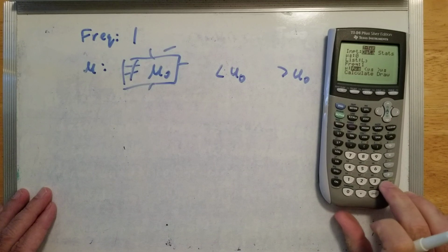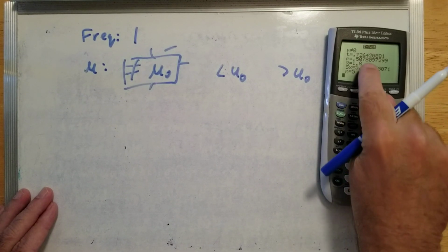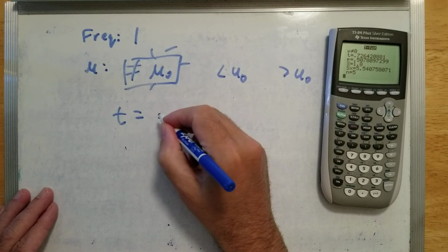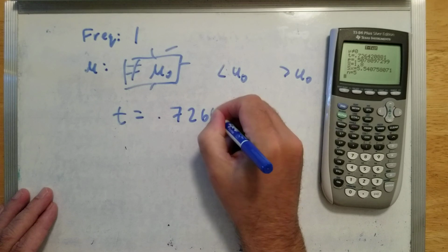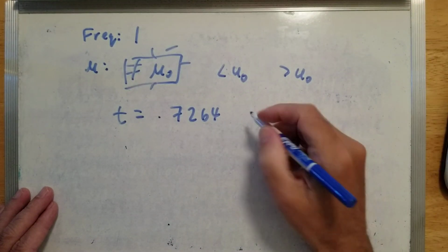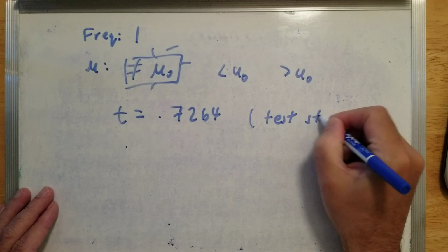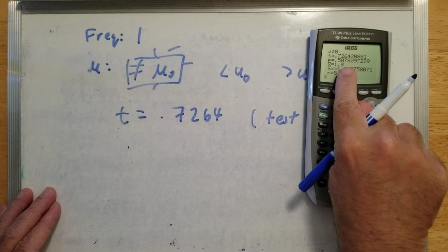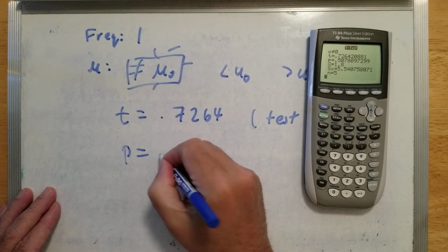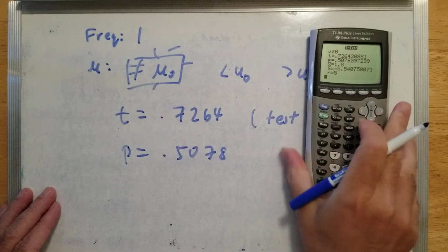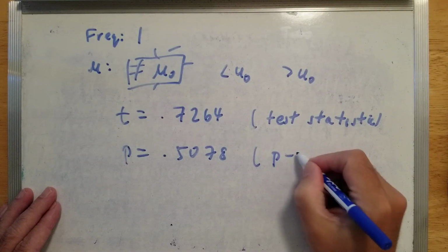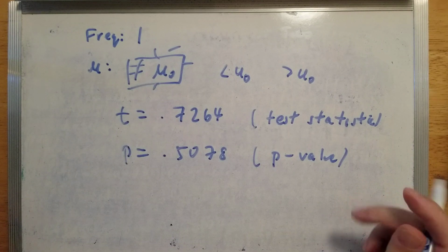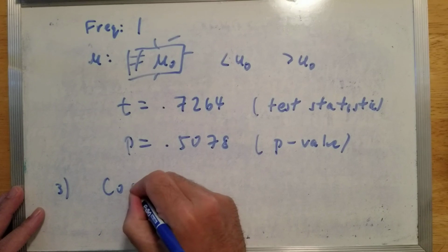And then when I hit calculate, it gives me the two important values here. The t-value, 0.7264. That's what's known as the test statistic, which the homework will ask you for. And the all-important p-value, about 0.5078. That's the p-value. So that's doing the calculator. And then the third step is drawing our conclusion.